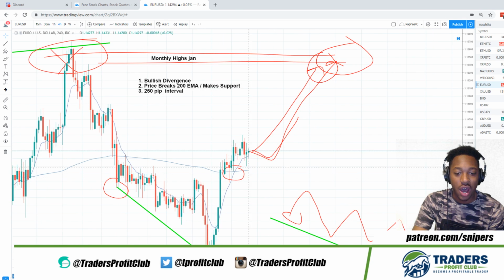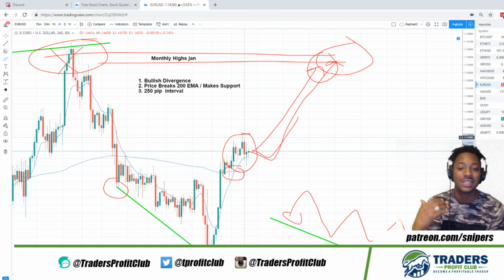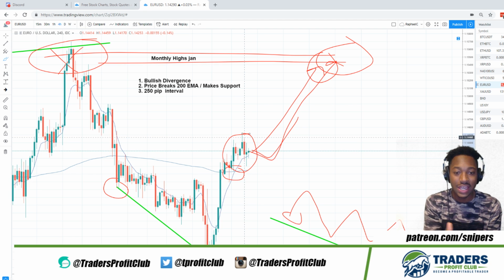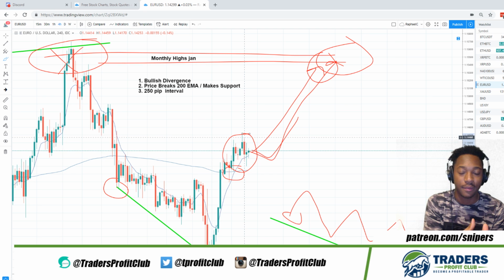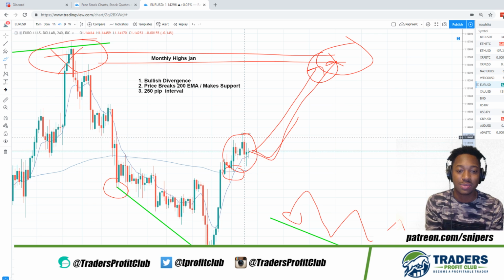Why? Because there's not a lot of volume here. It's the end of the month. What happens in the beginning of the month? They have a whole spread of percentages they can go. Each month has a percentage that they can go between. They can't go like 3,000 pips one month and then go like 1,000 pips the next month. That doesn't work like that.